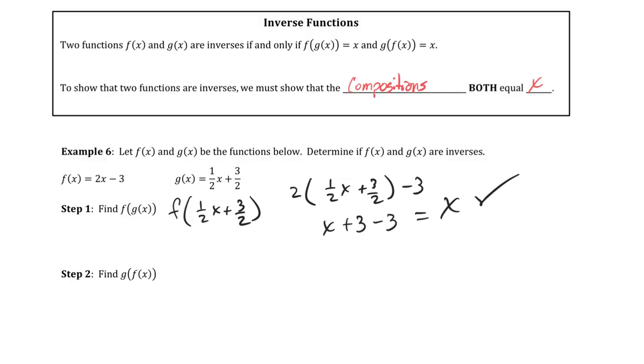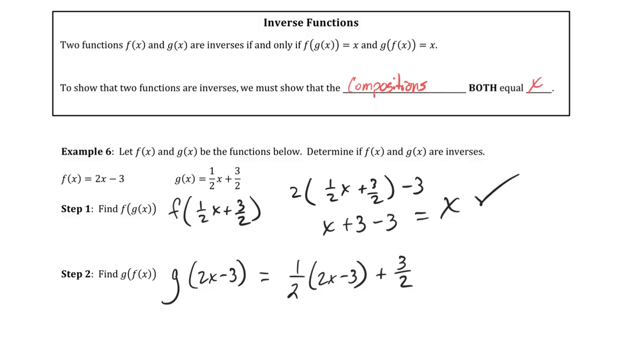So that part checks out, but both of them have to work out. So now we'll do the g function, and we got 2x minus 3. So I got to put it into the g function, 2x minus 3 plus 3/2.